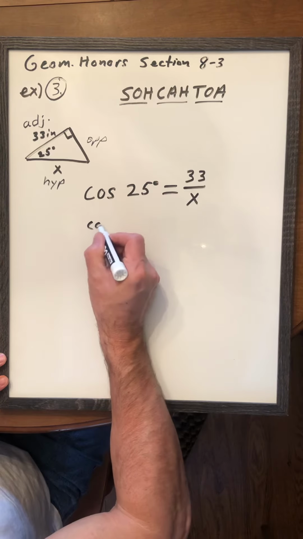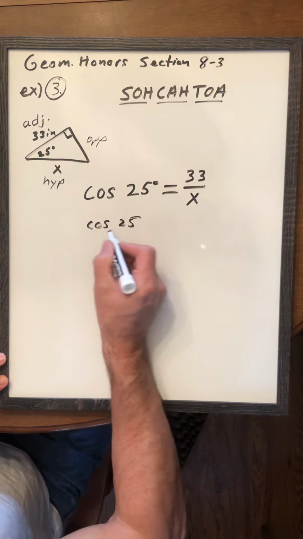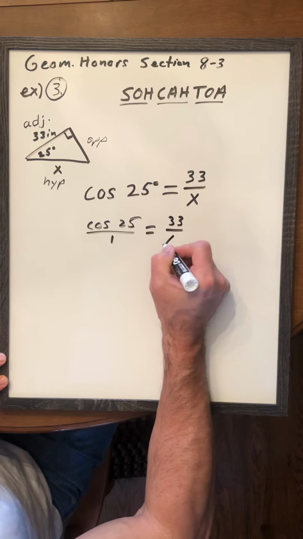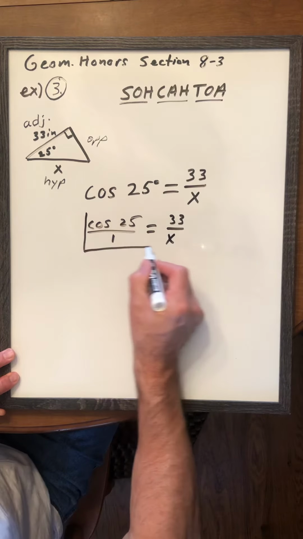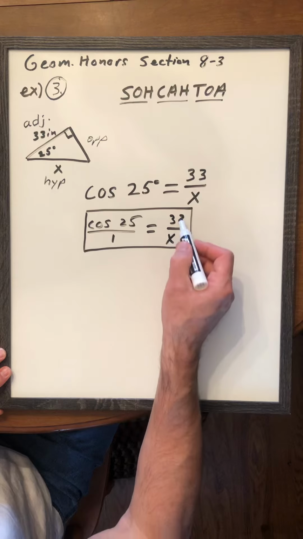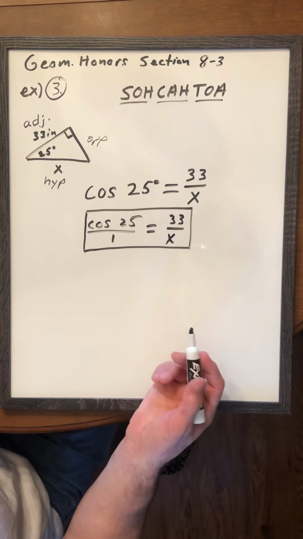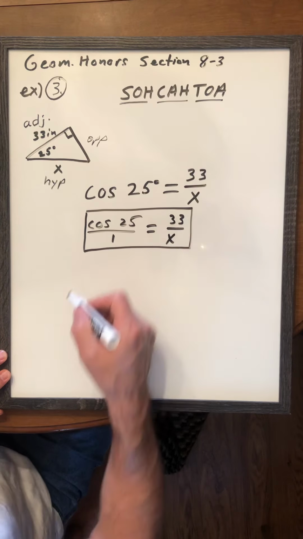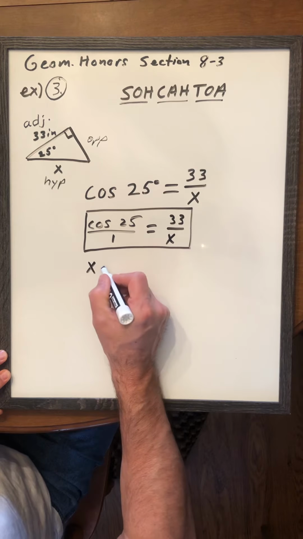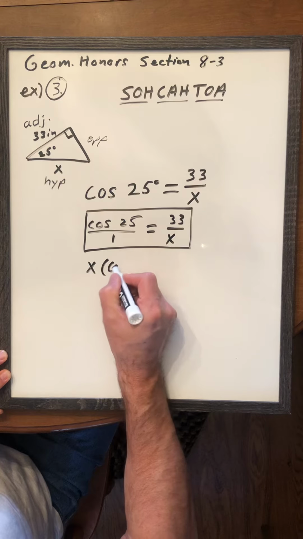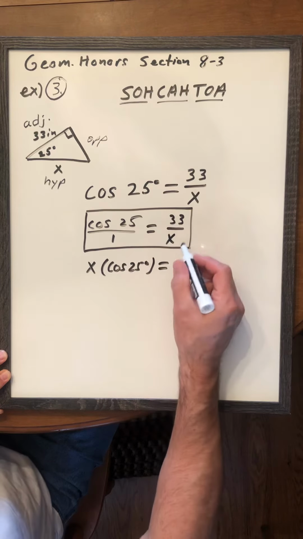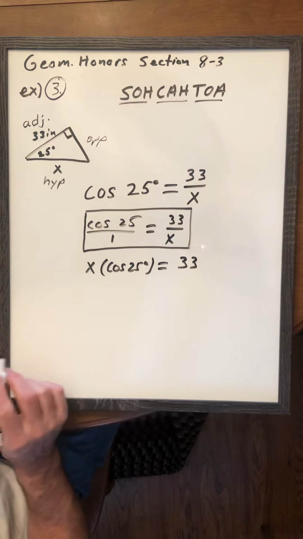And so now I'm just going to put the cosine of 25 degrees over 1 and make it into a proportion. So now I have this proportion, cosine of 25 degrees over 1 equals 33 over x. And to solve a proportion, we cross multiply. So I'm going to take x times cosine of 25 degrees equals 33 times 1, which would be 33.